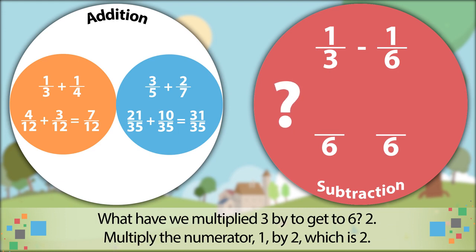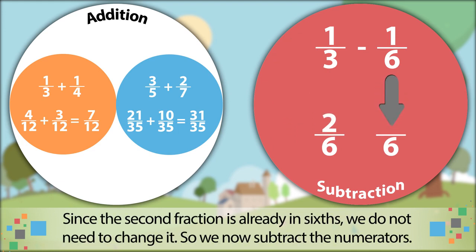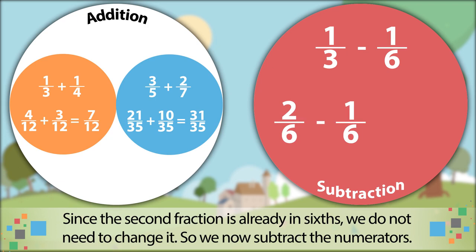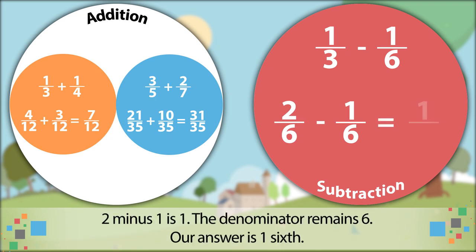What have we multiplied 3 by to get to 6? 2. Multiply the numerator 1 by 2, which is 2. Since the second fraction is already in sixths, we do not need to change it. So we now subtract the numerators. 2 minus 1 is 1. The denominator remains 6. Our answer is 1/6.